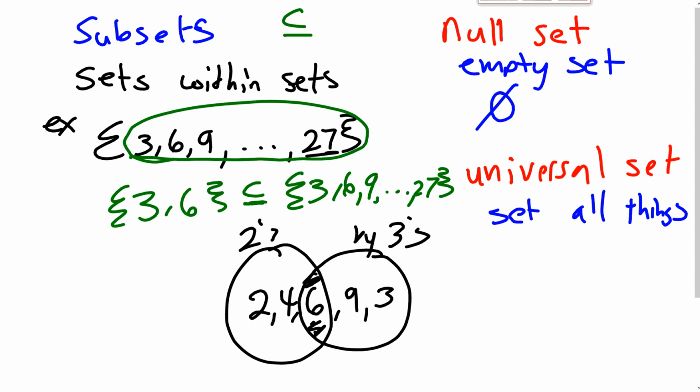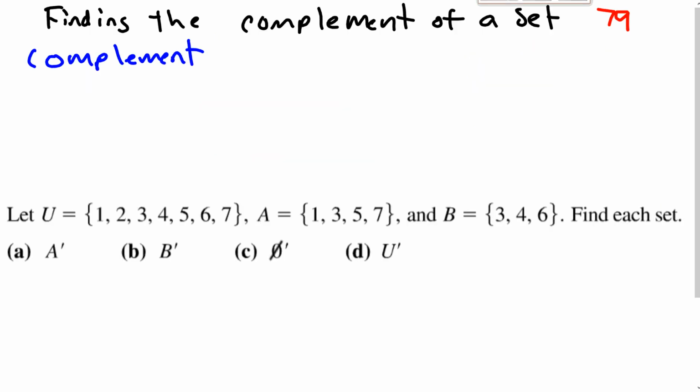So a Venn diagram is a way to show the different sets and what's contained in them, right? And these are elements. 3, 6, 9 is an element of that set, and 2, 4, and 6 is an element of twos. Okay, so we talked about subsets. Here's finding the complement of a set. Now, the complement of a set basically means what's not in the set.